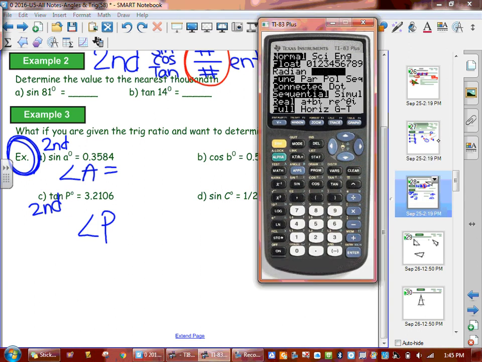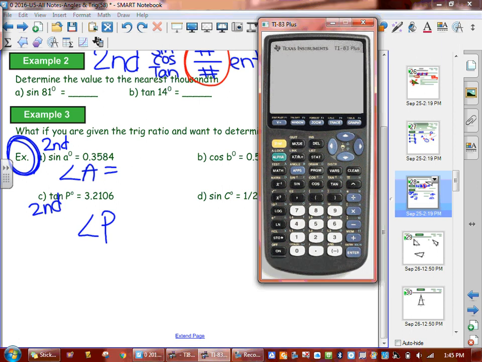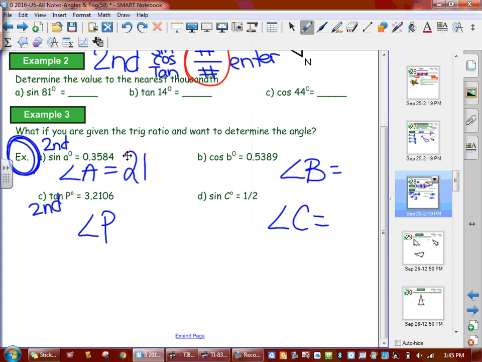So back to our main screen, I would type in second sine, and now 0.3584, enter. I get 21 degrees. We're going to the nearest degree. What you guys get for cos B? How big is angle B over here? How big is angle B?